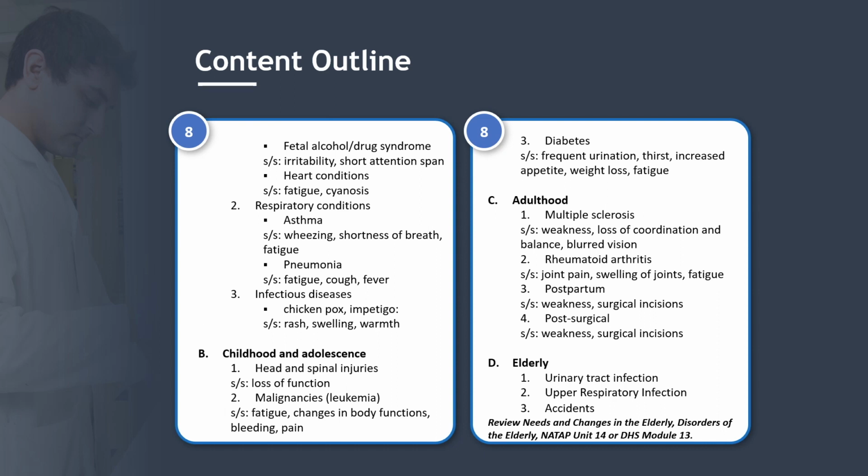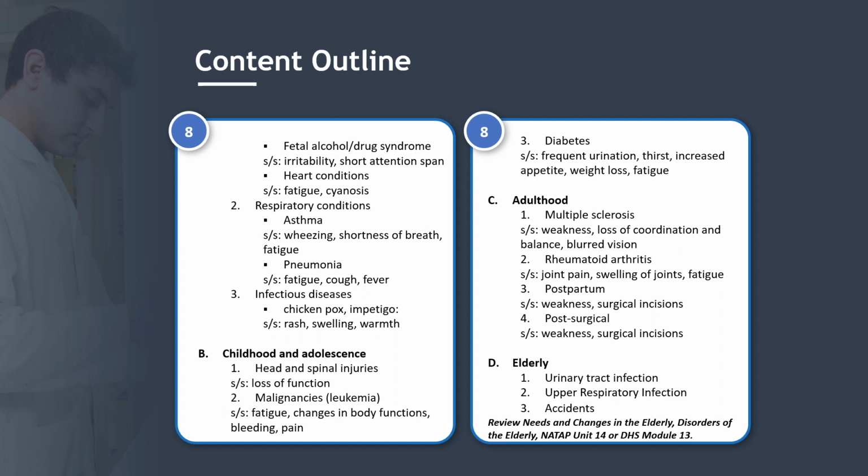Fetal alcohol or drug syndrome. Signs and symptoms: irritability, a short attention span. Heart conditions. Signs and symptoms: fatigue and cyanosis. Respiratory conditions. Asthma. Signs and symptoms: wheezing, shortness of breath, fatigue. Pneumonia. Signs and symptoms: fatigue, cough, fever. Infectious diseases, such as chickenpox or impetigo. Signs and symptoms: rash, swelling, warmth.